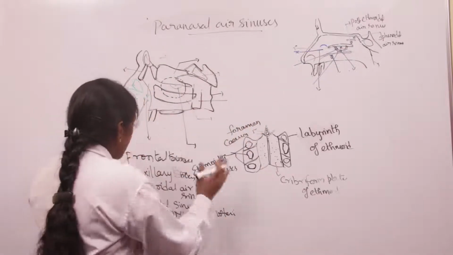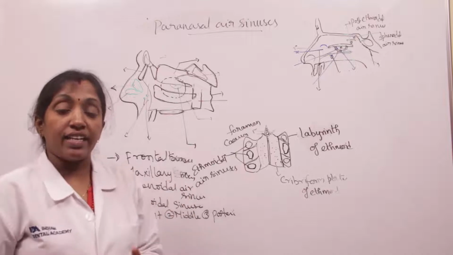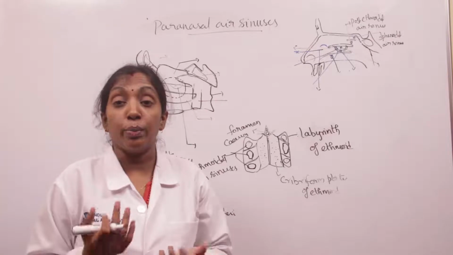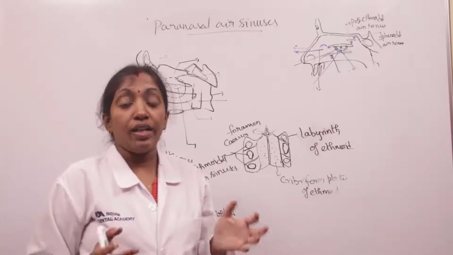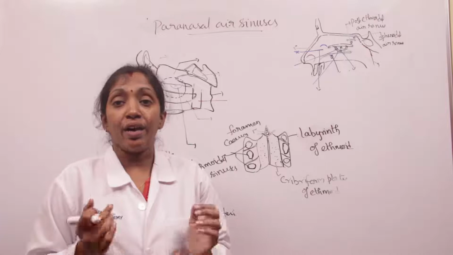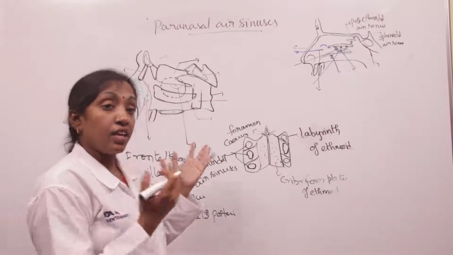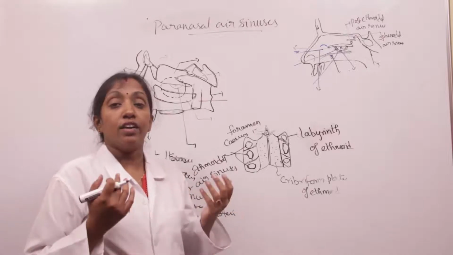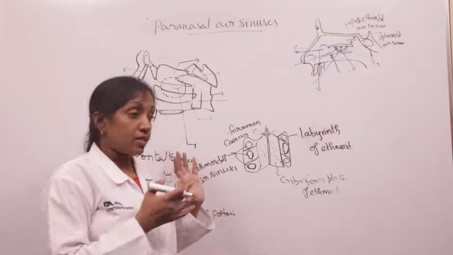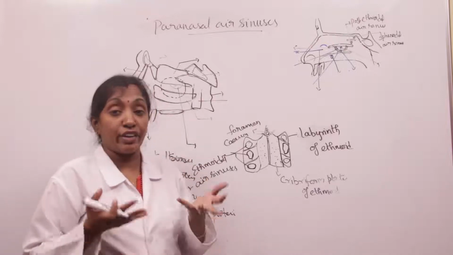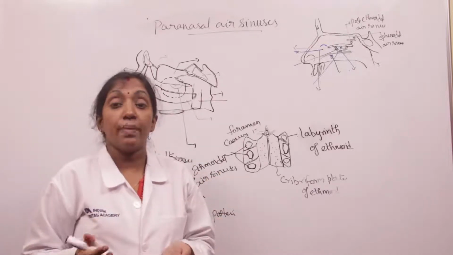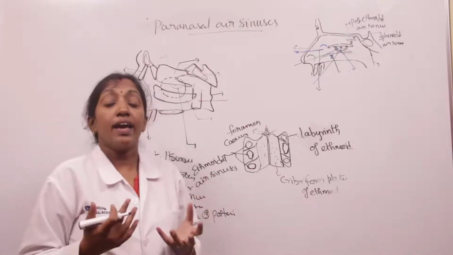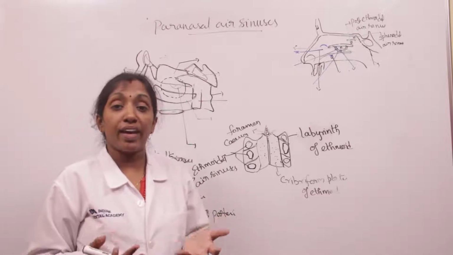Okay, so all these paranasal air sinuses act as conditioning chambers. They humidify the inspired air, and they also cause resonance to the voice. So these paranasal air sinuses add resonance to the voice. They make the skull lighter also. They add resonance to the voice, and they warm up and humidify and condition the inspired air.